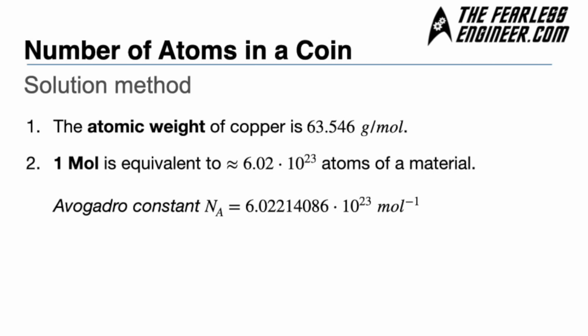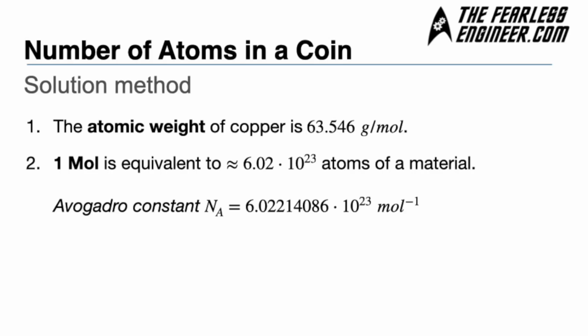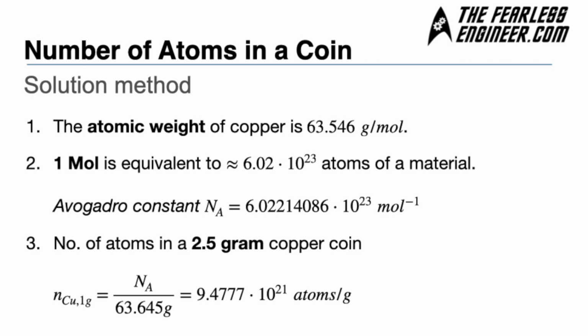But now let's get back to our element of interest, which in our case is copper. Now the atomic weight of copper, which is 63.546 gram per mole, thus means that 6.022 times 10 to the power of 23 copper atoms actually weigh 63.546 grams in total, which is 63 times more than the same amount of hydrogen atoms. Now in the third step we can calculate the number of atoms in our coin that we assume to have a weight of 1 gram.